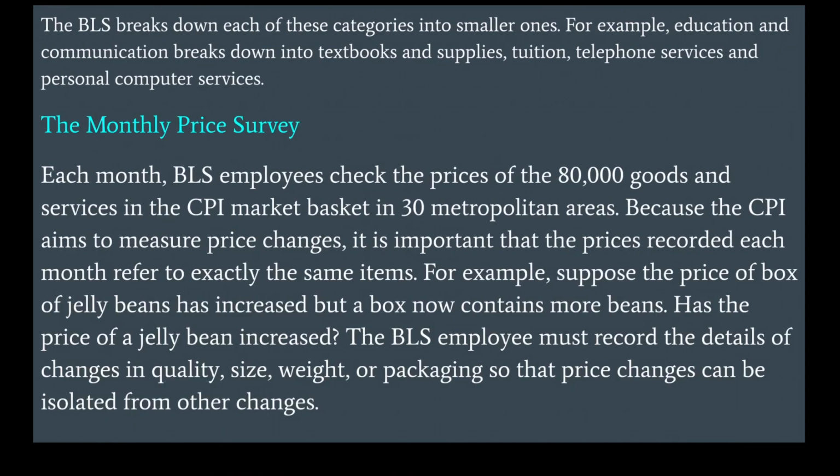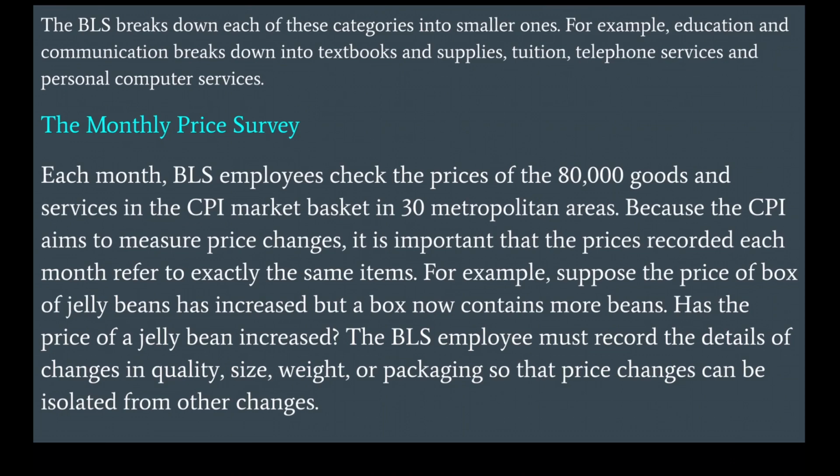The BLS breaks down each of these categories into smaller ones. For example, education and communication breaks down into textbooks and supplies, tuition, telephone services, and personal computer services. The monthly price survey: each month, BLS employees check the price of the 80,000 goods and services in the CPI market basket in 30 metropolitan areas.